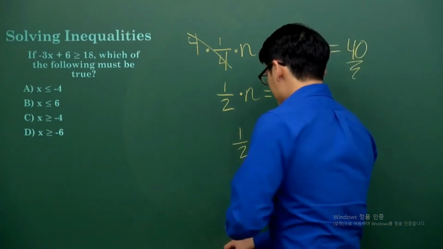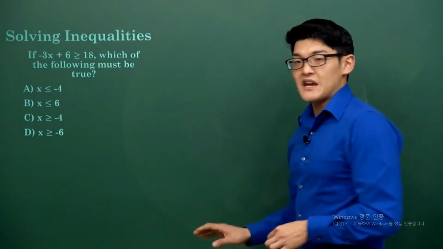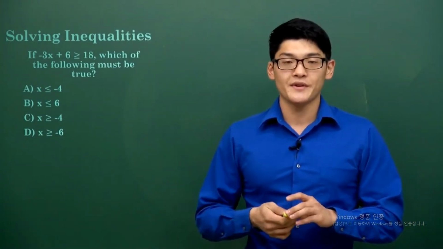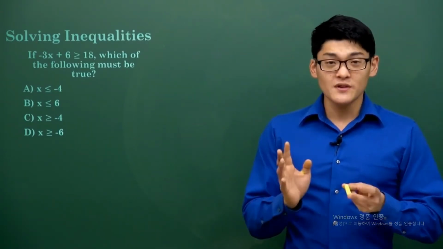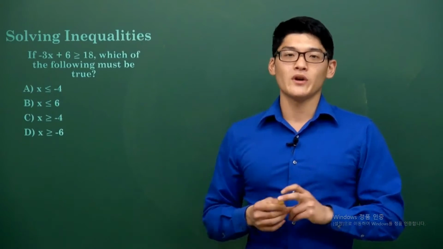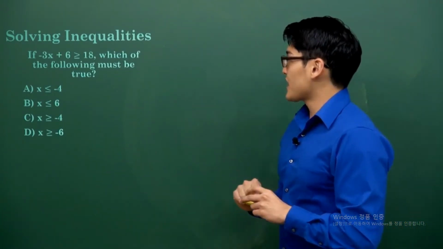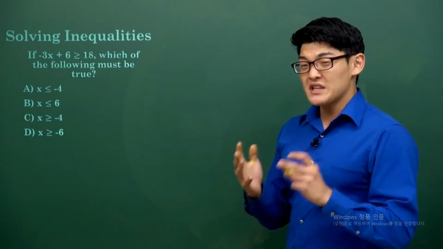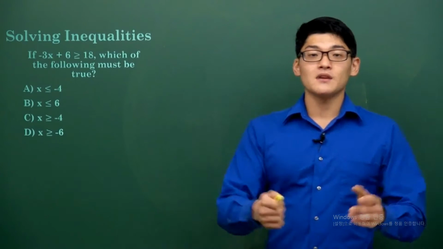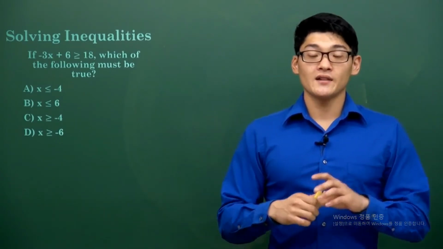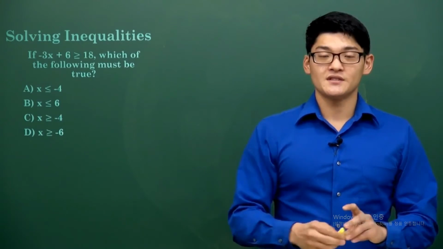Okay, inequalities. A lot of people seem to be a little scared when it comes to inequalities because you're dealing with different symbols and it's not an equal sign anymore, which confuses people. However, don't worry, don't fret, it's not too hard. So if negative 3x plus 6 is greater than or equal to 18, which of the following must be true? I'm going to give you some time to look over the question and solve it yourself. Go ahead and pause the video and do so.